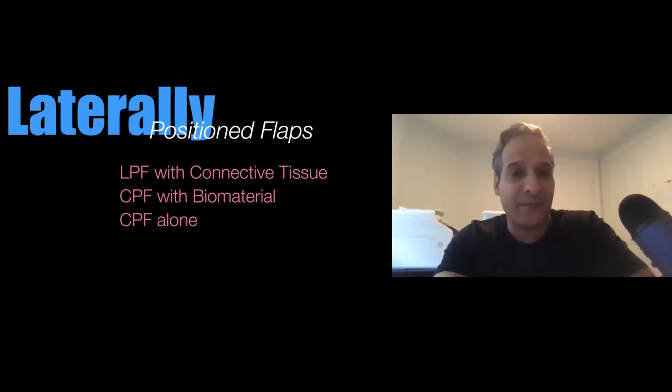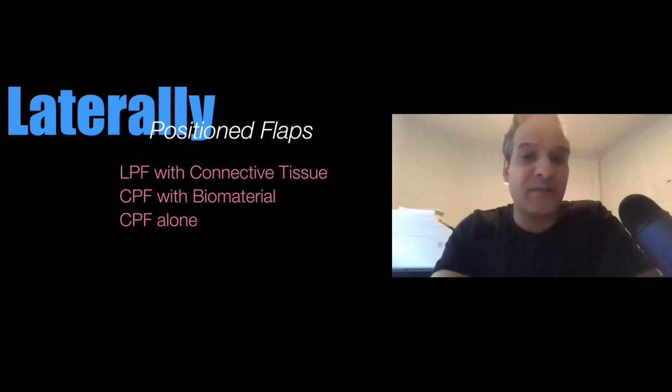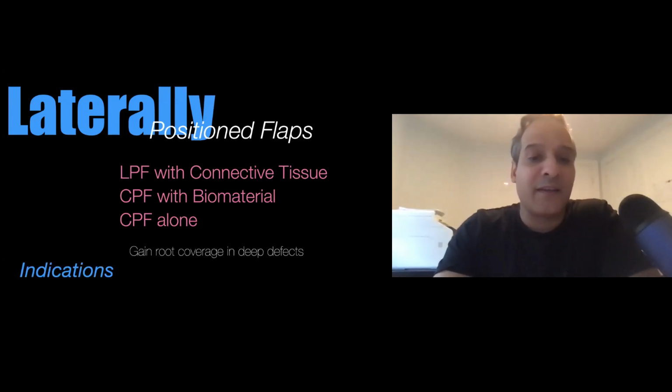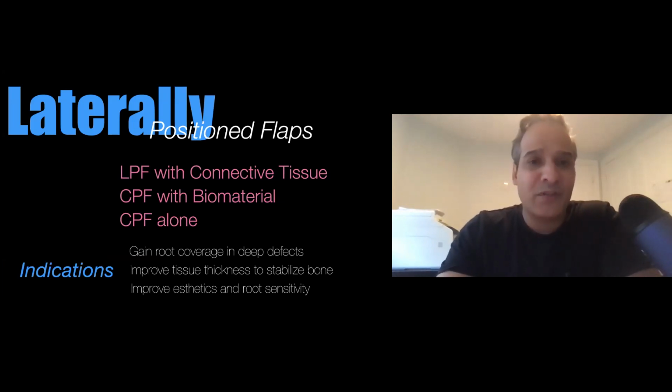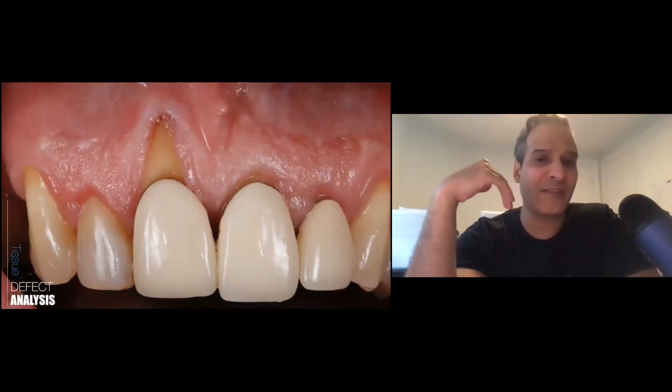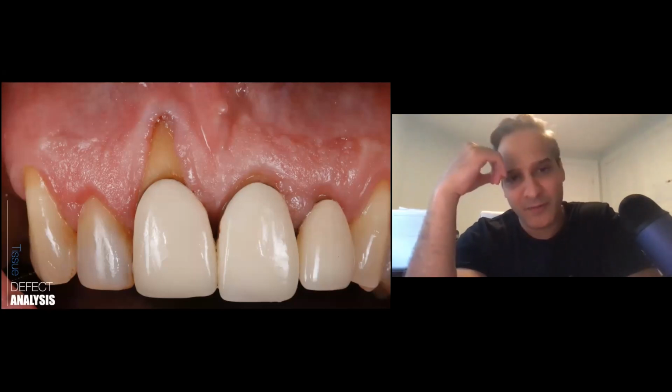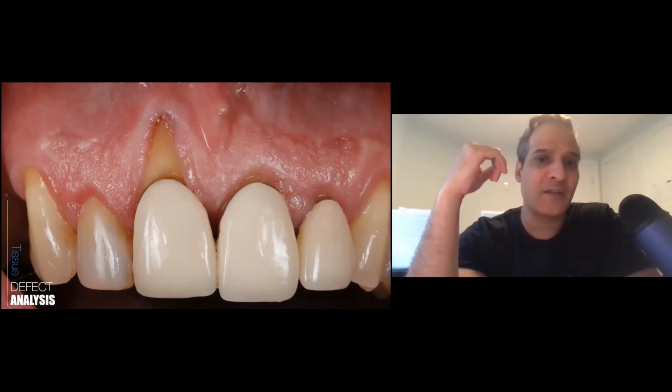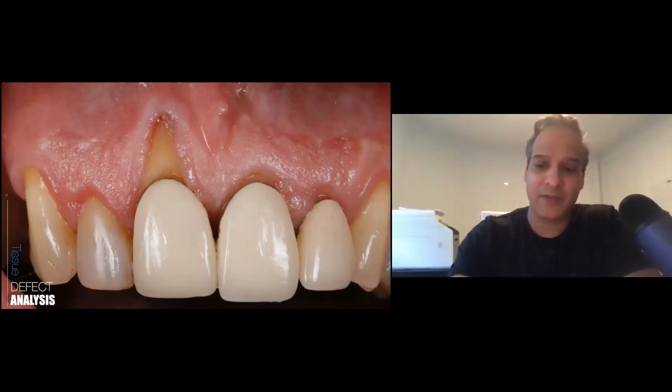Laterally positioned flap. Our goals are the same, but this is a flap that comes from the side. Most of the time I do this when there's a large amount of recession and you have a nice thick band of keratinized tissue neighboring. If I were to do a coronally positioned flap in a case like this, I'd either reduce the vestibule a lot, or there'd be too much bunching up, so this is where using a lateral sliding flap works a lot better.